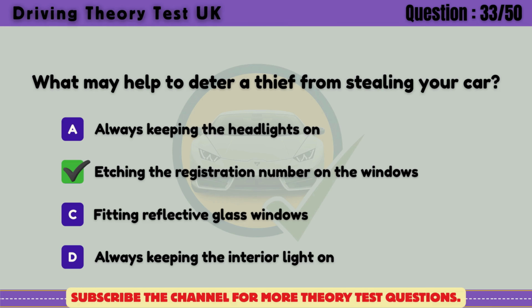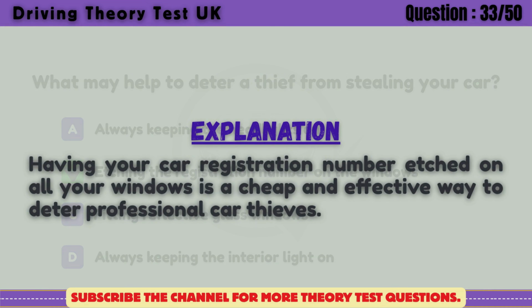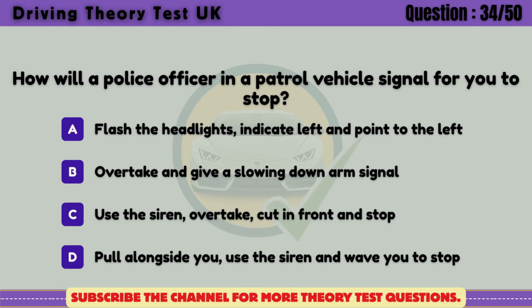Answer is B. Etching the registration number on the windows. Having your car registration number etched on all your windows is a cheap and effective way to deter professional car thieves. Question 34. How will a police officer in a patrol vehicle signal for you to stop?